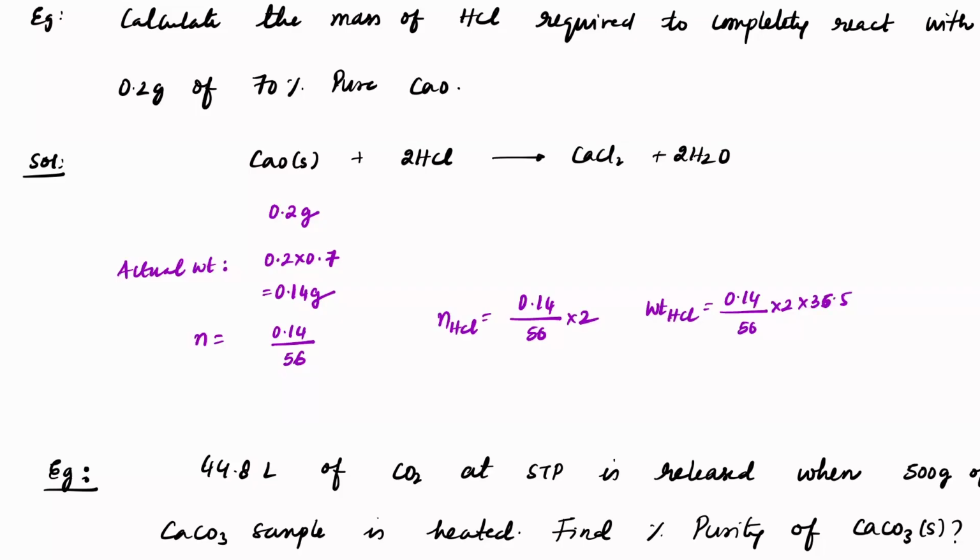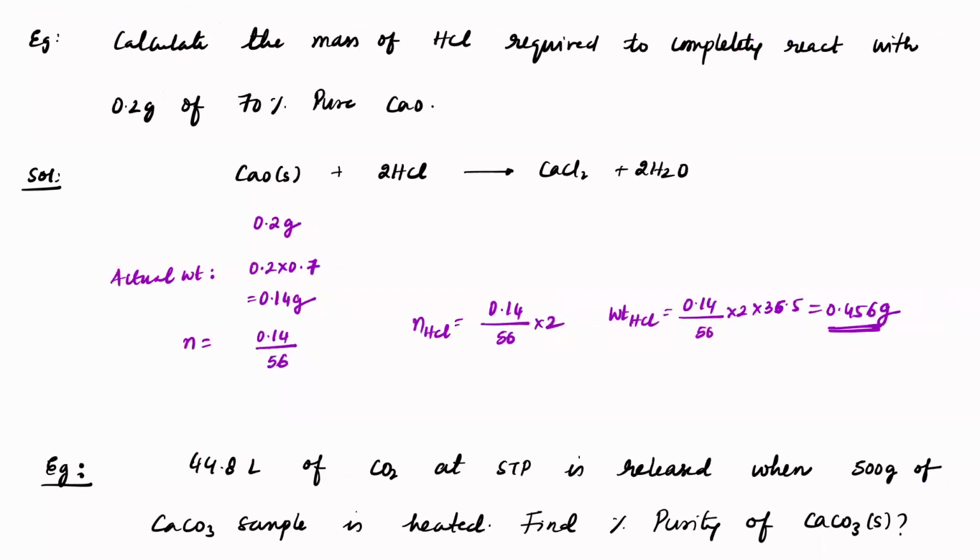Got it? So now if you notice, 0.14 divided by 56, which is 0.0025 into 2 into 36.5. So that's coming out to be 0.182 grams. So this much is the weight of HCl present. Okay, please check this out. I guess this part is clear.